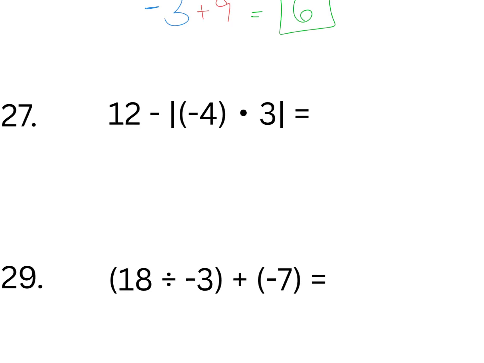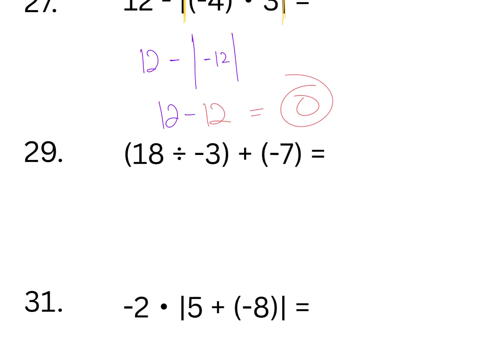We got 12 minus the absolute value of negative 4 times 3. So like I said, these are kind of like parentheses, so I'm going to go in here and do 12 minus the absolute value of negative 12. The absolute value of negative 12 is 12. So 12 minus 12 is 0.